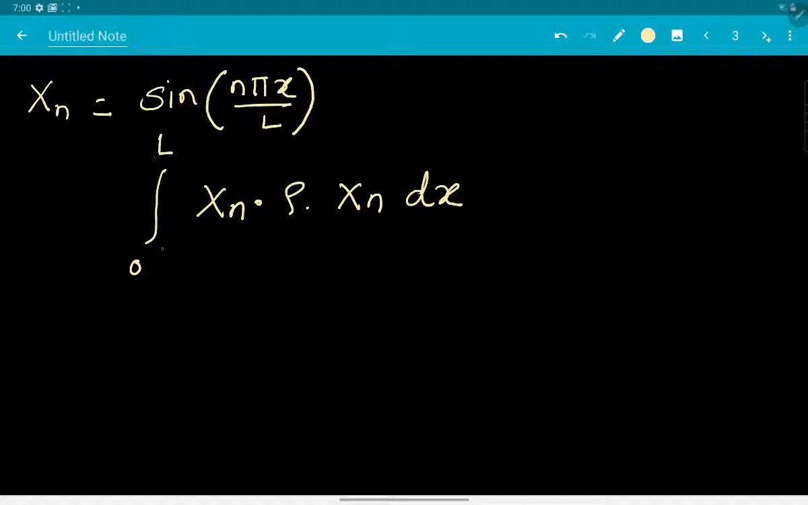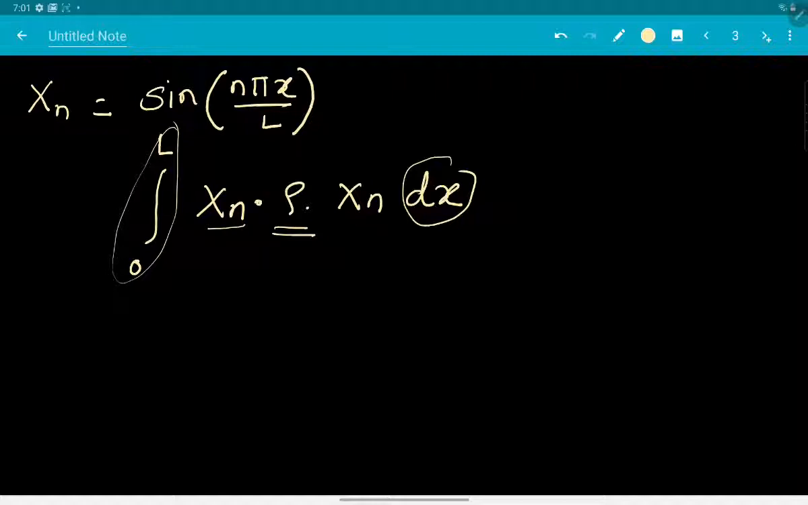from 0 to L. That integration is the additional thing which is coming into picture in this particular continuous system, because our mass and stiffness is distributed. So mass is distributed, therefore you need to multiply by mode shape and integrate it from 0 to L.